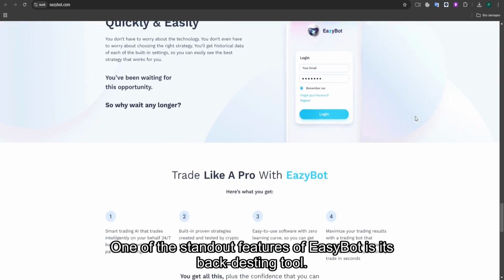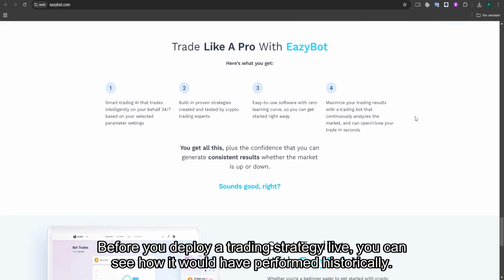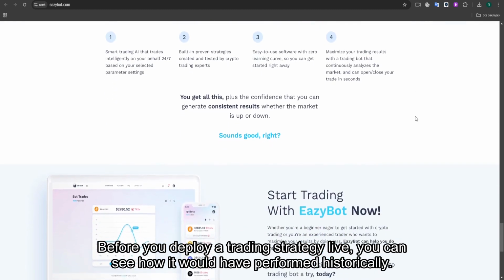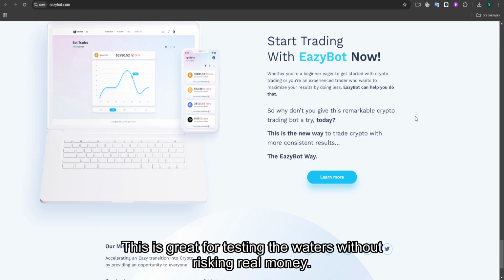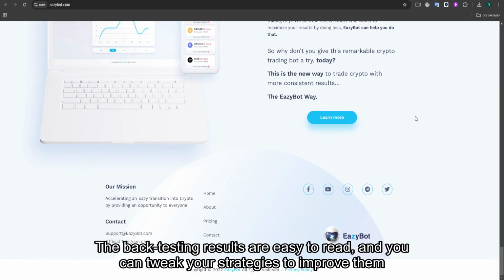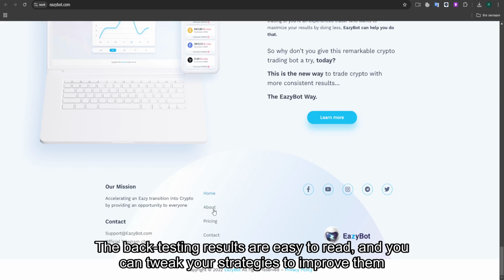One of the standout features of EazyBot is its backtesting tool. Before you deploy a trading strategy live, you can see how it would have performed historically. This is great for testing the waters without risking real money. The backtesting results are easy to read, and you can tweak your strategies to improve them further.